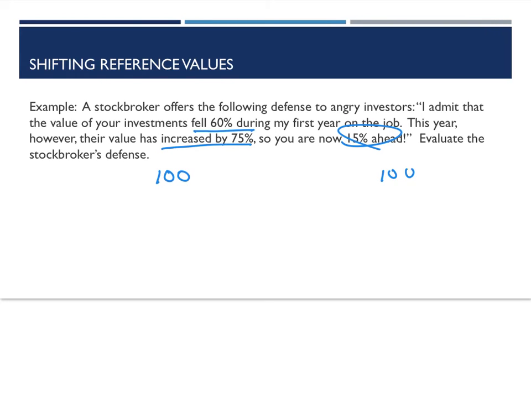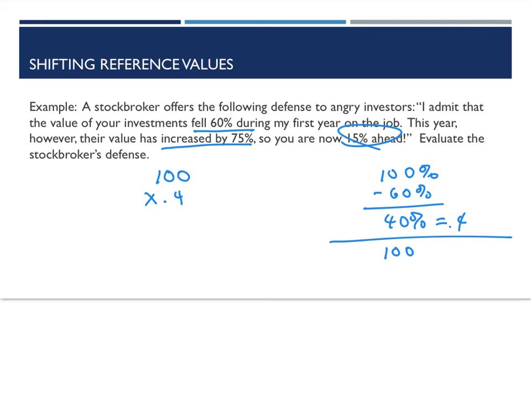If my investment fell by 60%, that means I only had 40% of my investment left. So I have to multiply this by 0.4. Now, I do get a 75% increase, but that's afterward. So 75% increase is 175%, as a decimal is 1.75.